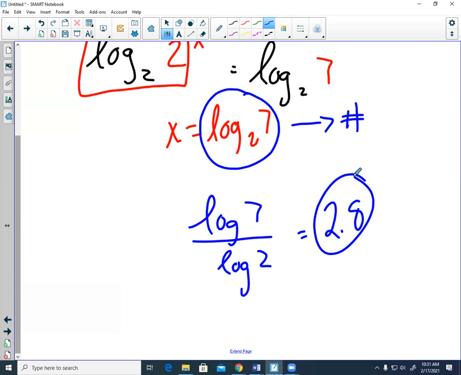Okay, make sense so far? Everybody okay so far? All right. So that is how you solve for exponential equations.